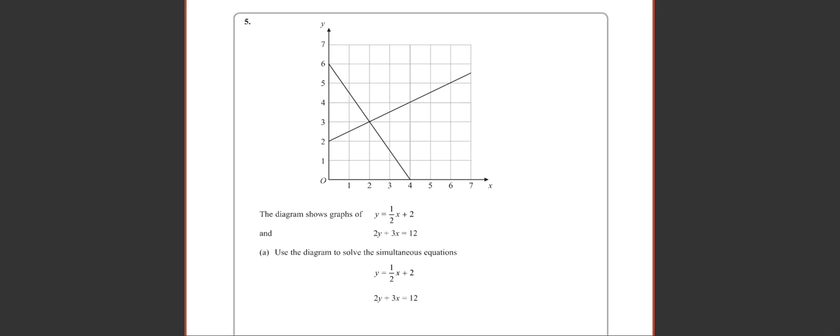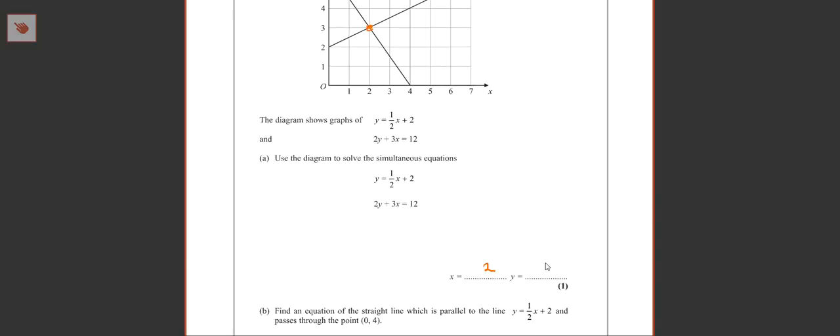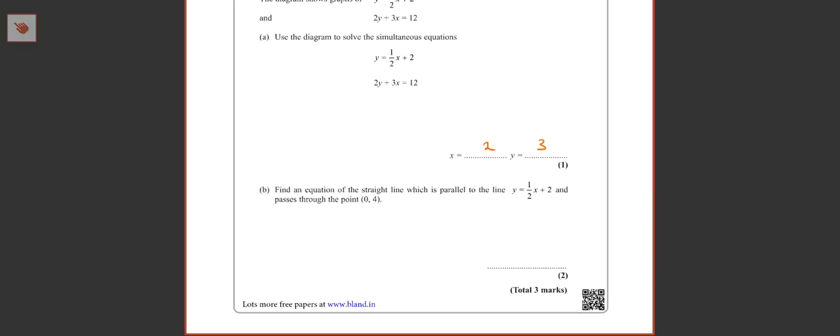Okay, so looking at question 5, the diagram shows the graphs of y equals half x plus 2 and 2y plus 3x equals 12. Use the diagram to solve the simultaneous equations. That was easy, no? How did I even get that? It's just this one, that point here. So 2, 3. Simple as that. 2, 3. So if you did anything other than that, you've wasted time. Okay? You may have still got the right answers for your 1 mark, but if you did it for 5 minutes, you just used time instead. Okay, but then it says find an equation of the straight line which is parallel.